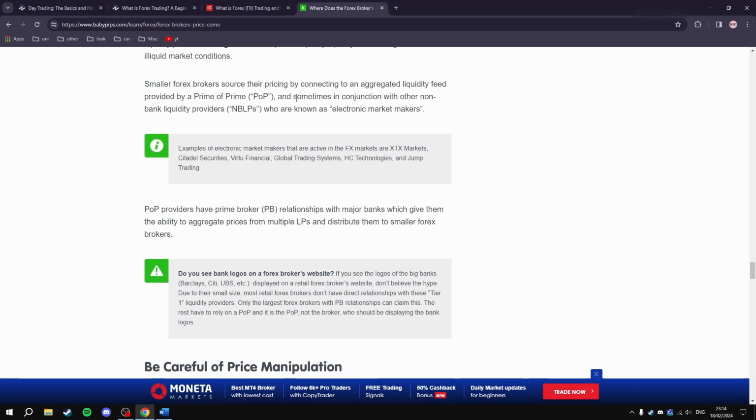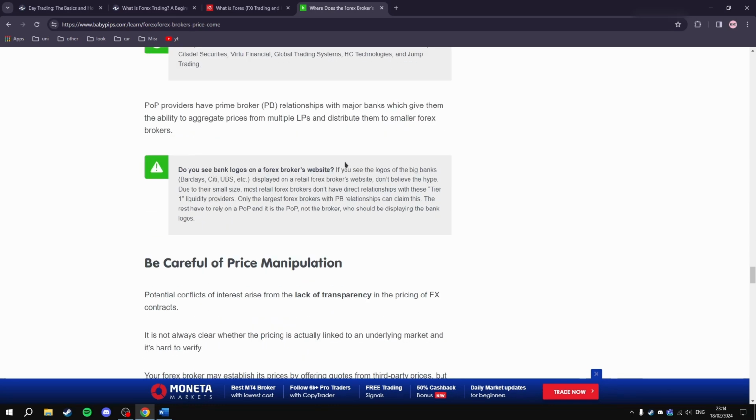Smaller forex brokers source their pricing by connecting to an aggregate liquidity feed provided by Prime of Prime, and sometimes in conjunction with other prime non-bank liquidity providers, who are known as electronic market makers. Examples of electronic market makers that are active in the FX market are XTX Markets, Citadel Securities, Virtu Financial, Global Trading Systems, HTC Technologies and Jump Trading. Prime of Prime providers have prime broker relationships with major banks, which gives them the ability to aggregate prices from multiple liquidity providers and distribute them to smaller forex brokers.